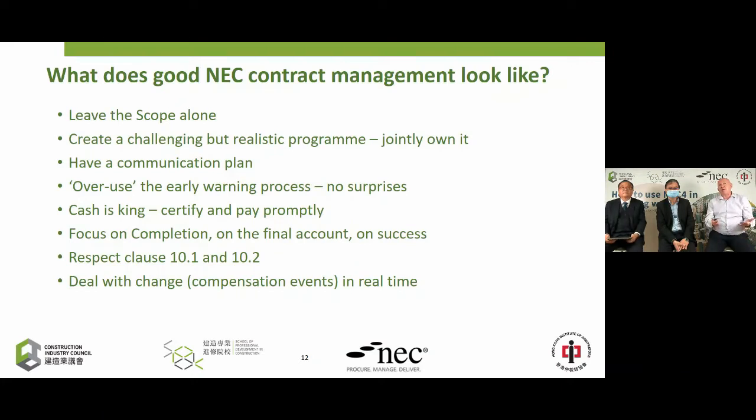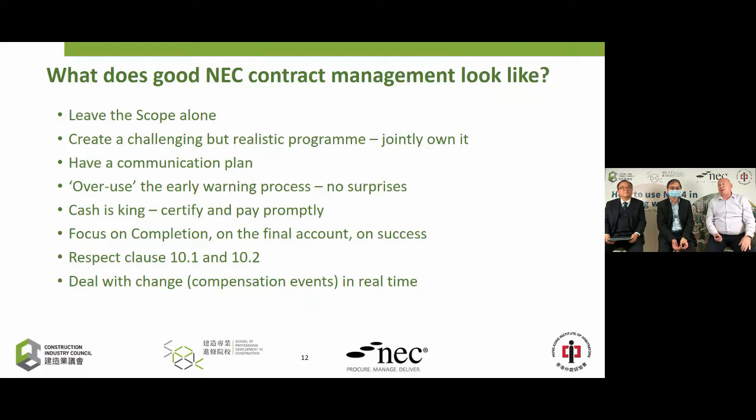So have yourselves a challenging but realistic program, which we've been helping people do today. Jointly own it. This is our program. This is not something the contractor does to you. This is our program. Full of responsibilities, actions and obligations of all of the parties. So let's get ourselves something which, we're gonna have to work hard. I don't mean working hard 20 hours a day. I mean work smart. Let's work smart to beat a challenging program.